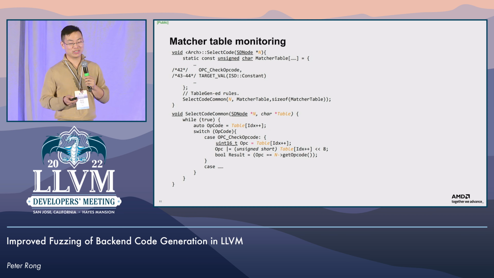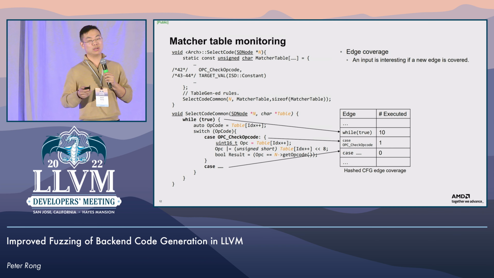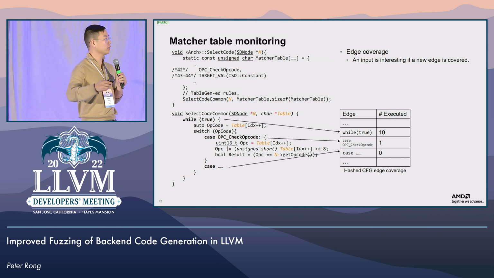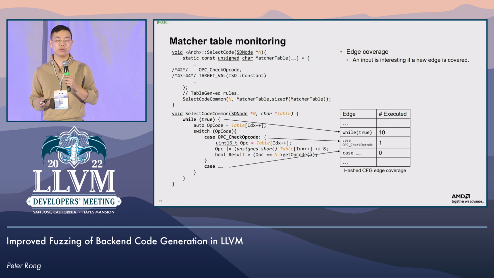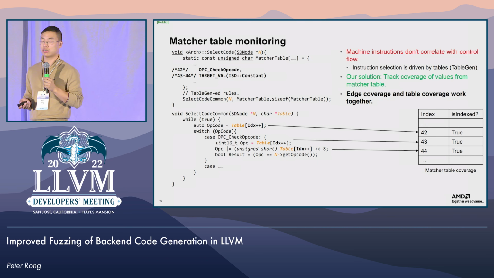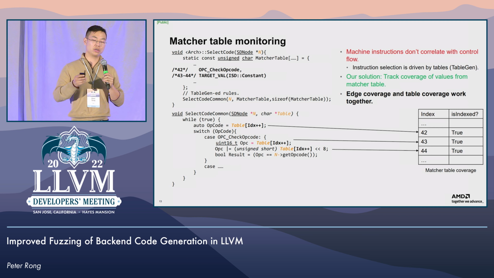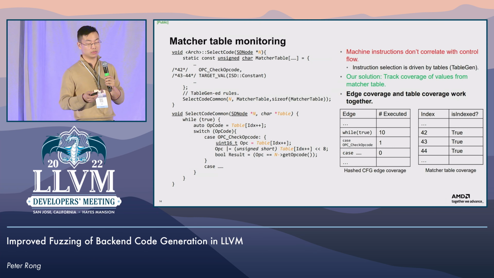Now let's talk about machine table monitoring. What's that? Traditional code coverage is, say, I track the control flow and see if there are new edges being executed. But that doesn't really work with the backend because control flow doesn't really correlate with the machine instructions you're generating. Most of that information is encoded in this machine table. So our solution is to track this table and use the control flow coverage together to determine if an input is interesting or not.